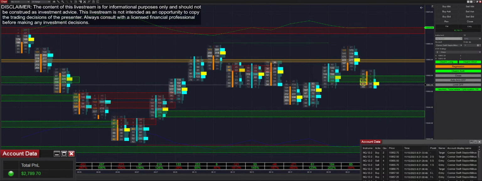What's the best live market data you recommend? I recommend a combination of Kinetick and NinjaTrader Continuum. Those are both very, very great data providers.